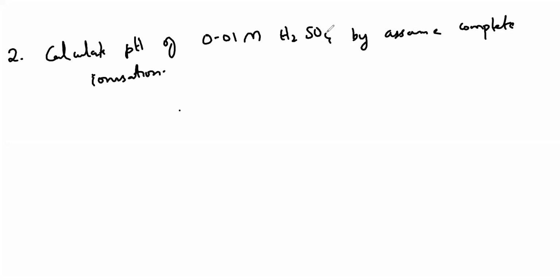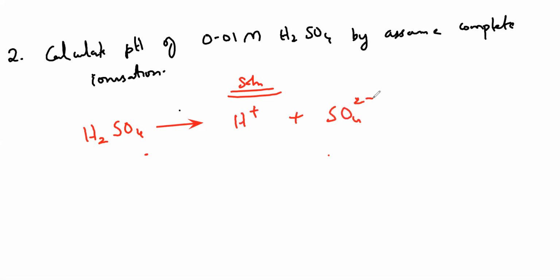So first thing for us is the solution, H2SO4, I would write. Then the equation I have to give. That is, I would write the balanced chemical equation: H2SO4 gives 2H plus and SO4 2 minus. Here I have to write 2H plus because it is H2SO4.